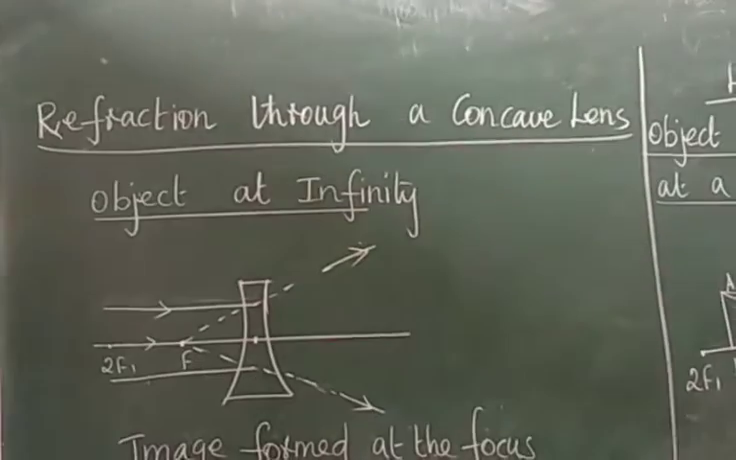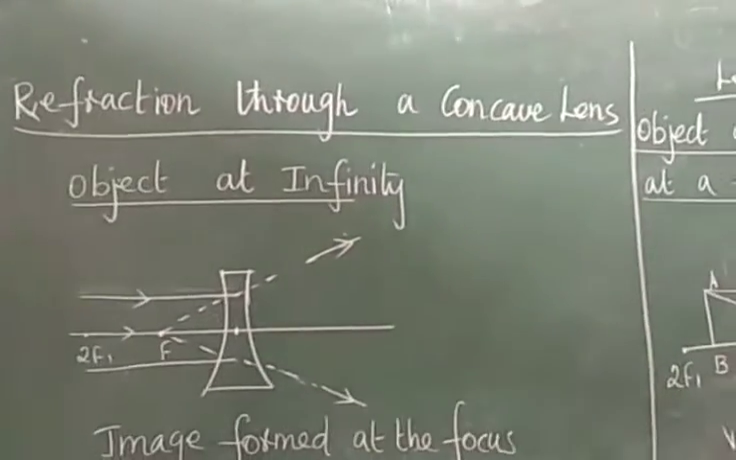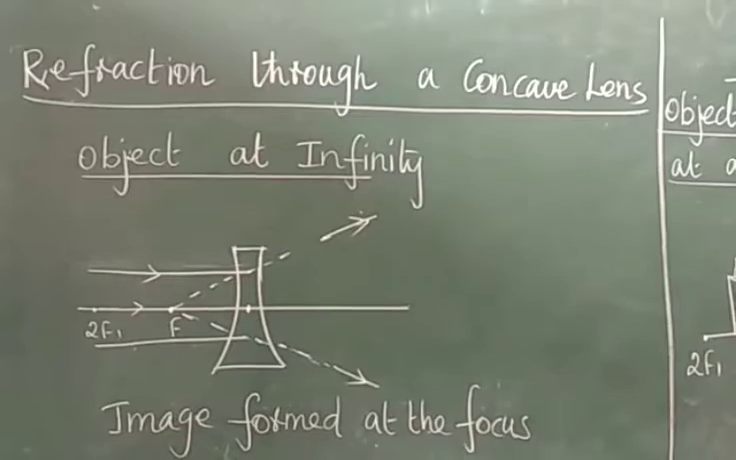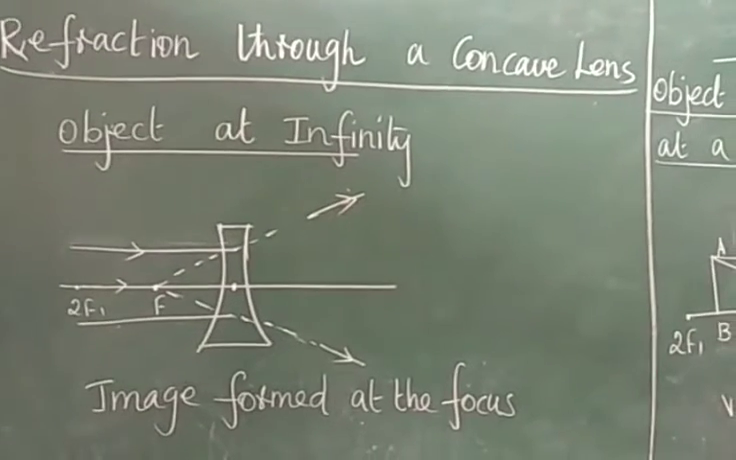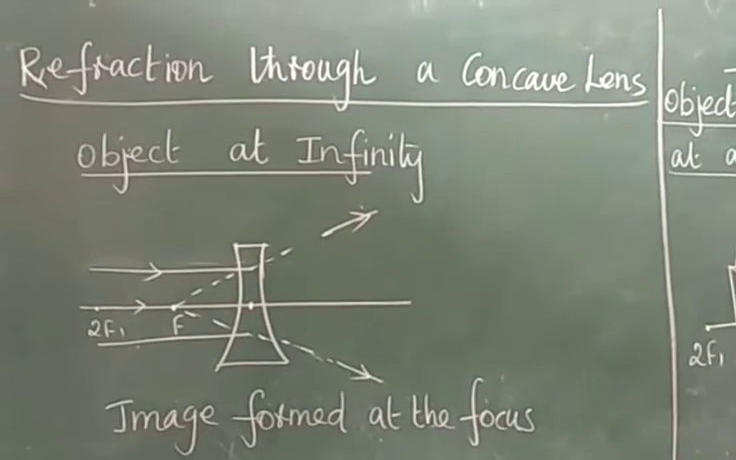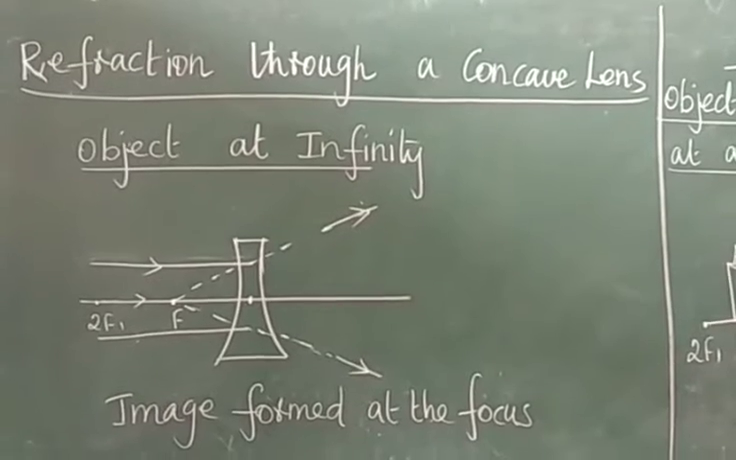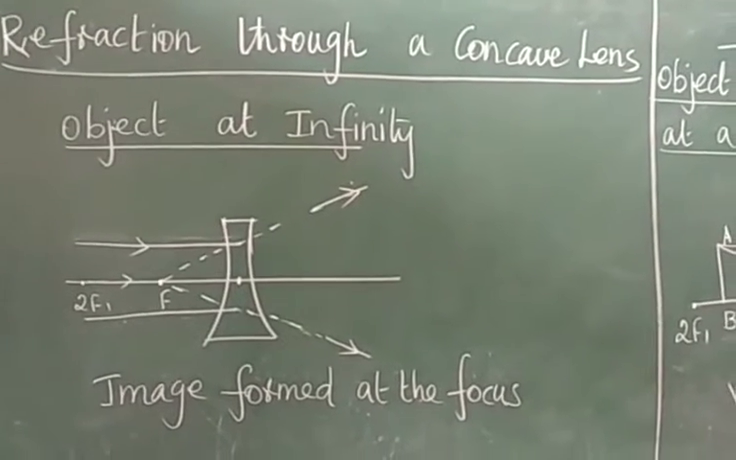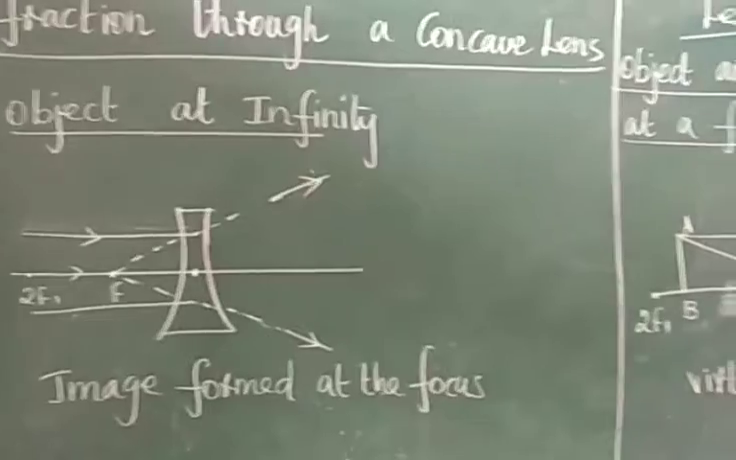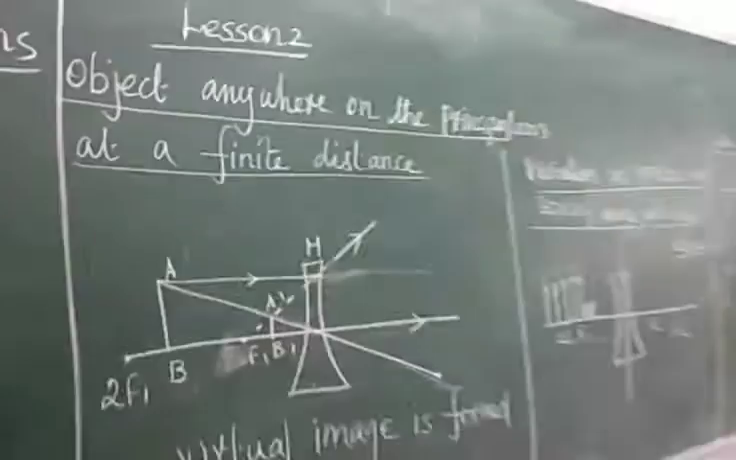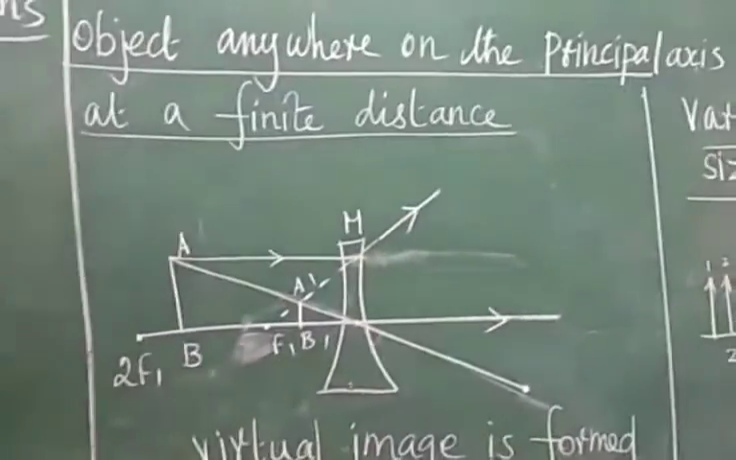A concave lens, when the object is at infinity, forms a virtual image at the focus. The size of the image is much smaller than that of the object, which is given in your book, page number 21. Next heading, object anywhere on the principal axis at a finite distance. It is given in your book, page number 22.